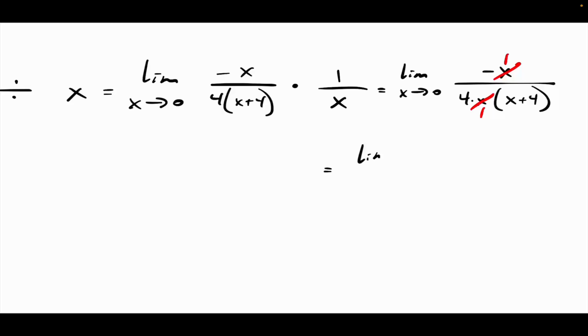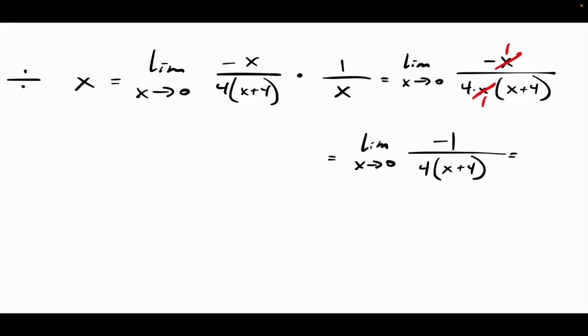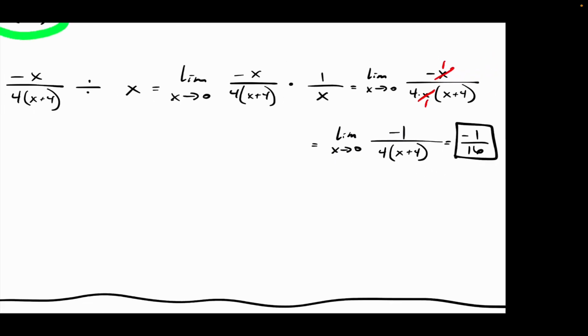So now I have the limit as x approaches 0, negative 1 on top, 4 parentheses x plus 4 on the bottom. Now plug it in. I can't plug it into the top, so it's going to stay negative 1. I can plug it into the bottom, so it's going to be 0 plus 4 times 4, so it'll be negative 1/16. Done.